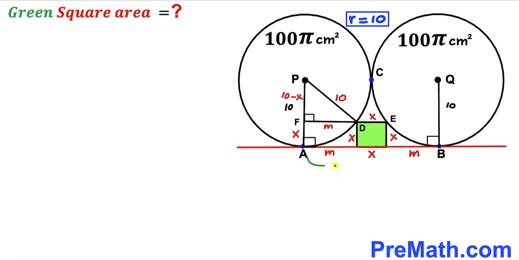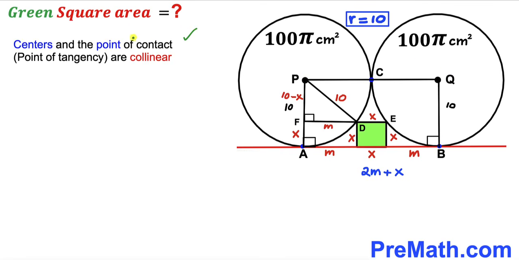So this whole segment AB length is going to be m plus x plus m. If we add them, that gives us 2m plus x. Now in this next step, I'm going to connect this center P with this center Q. Let's recall this crucial fact: the centers and the point of tangency are collinear. So these centers P, Q and this point of tangency C lie on the very same line.